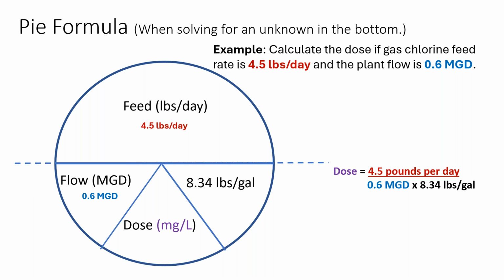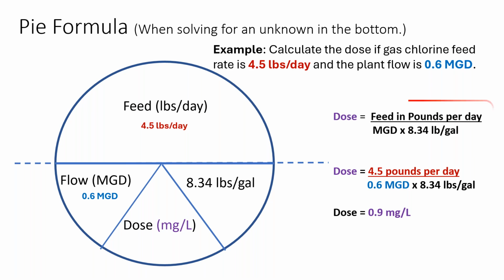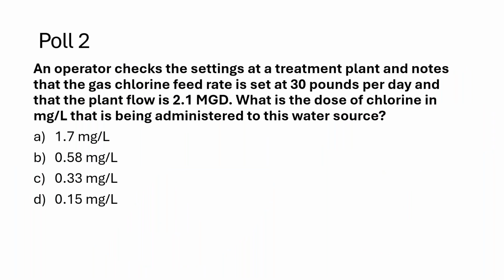Notice this is the same as the algebraic formula that we developed for dose. If we take 4.5 pounds and divide it by that 0.6 times 8.34, we get a dose of 0.9 milligrams per liter. It's the same problem we just did, but we just rearranged it. It's the same equation that we developed by dividing out the MGD and 8.34 that we discerned algebraically. Now we're going to go to our next poll and give you a chance to solve a problem.